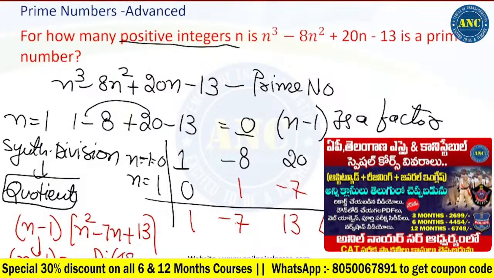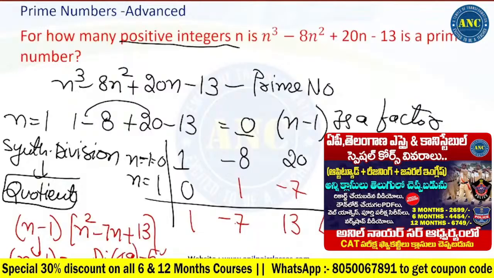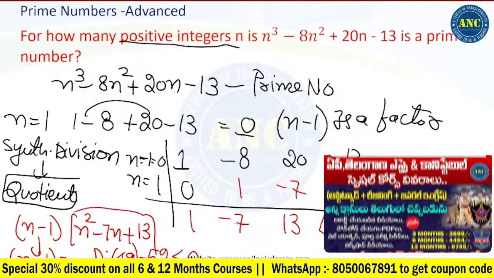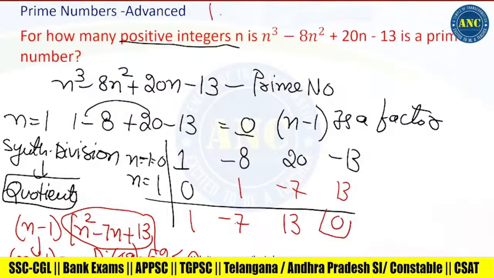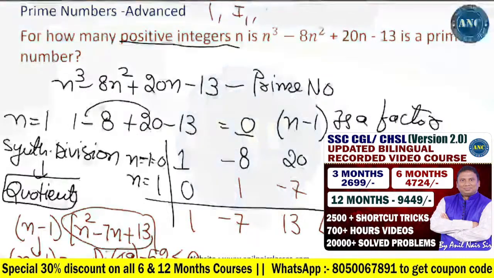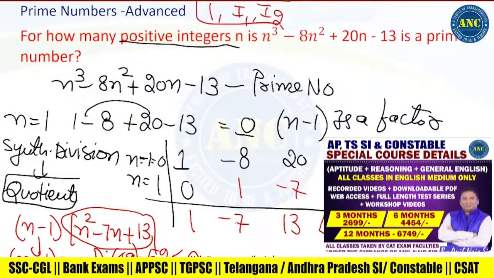B square minus 4ac is minus 52. It is less than 0. That means the roots are imaginary. So I am getting 1, i, and minus i. I hope it is clear. Again I am repeating.